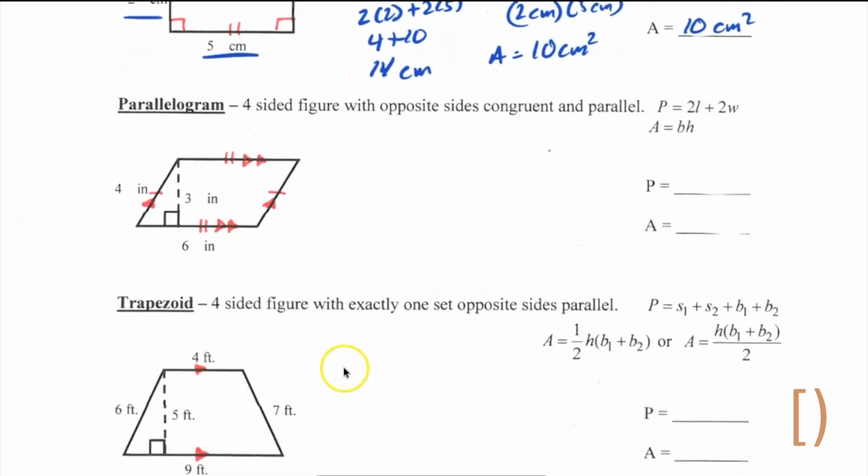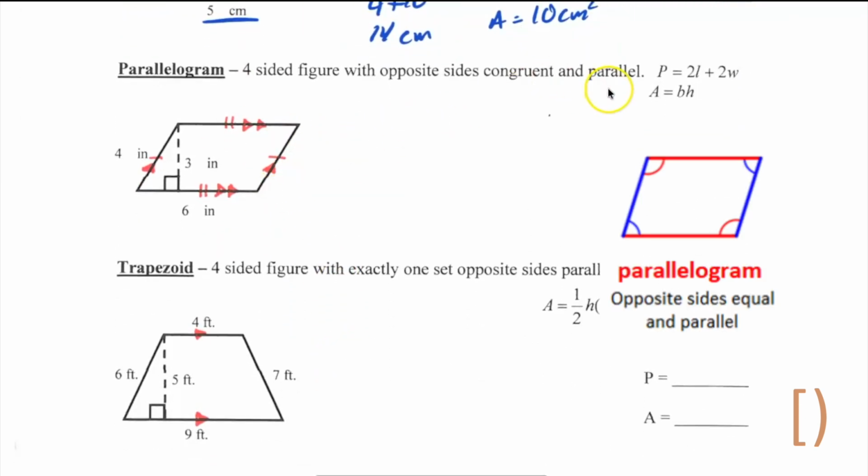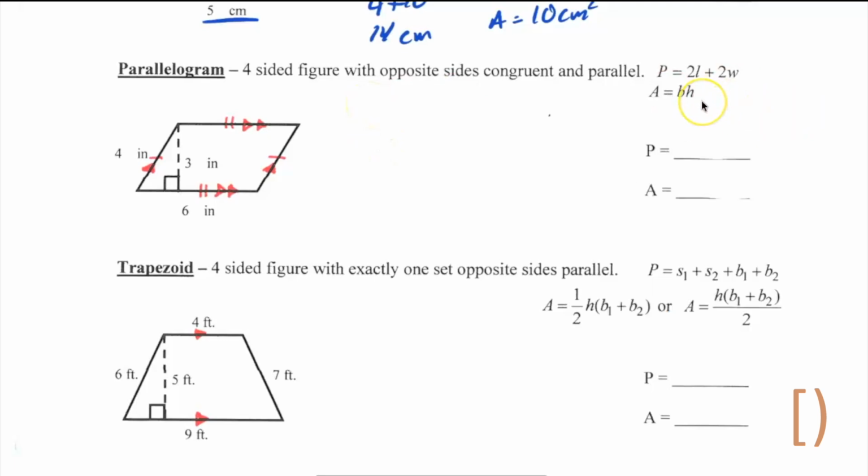Okay. A parallelogram. A four-sided figure with opposite sides congruent and parallel. So this is a parallelogram. As long as the opposite sides are congruent and parallel, it's a parallelogram. And you find it just like a rectangle. Same rules. So my perimeter. Now keep in mind in this case, the perimeter is the outside. So it's going to be 4 plus 6 plus 4 plus 6, right? Don't be fooled by the 3. Perimeter is the outside. So again, if you want, you can use the formula. That's still there. I'm just going to go 4 plus 6 plus 4 plus 6. We get 20 inches. Like that.